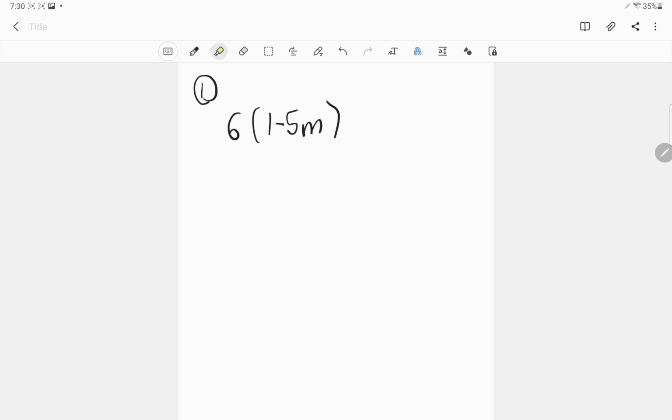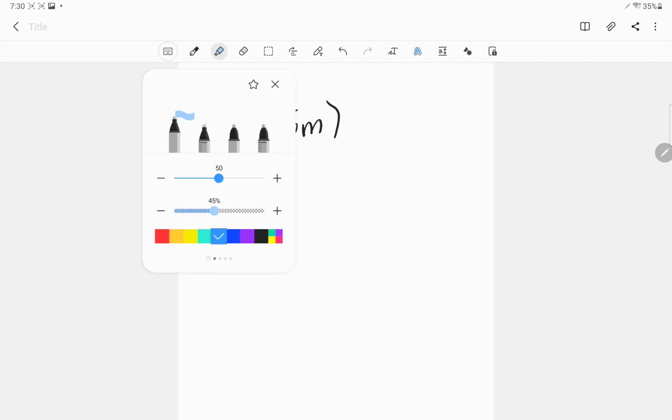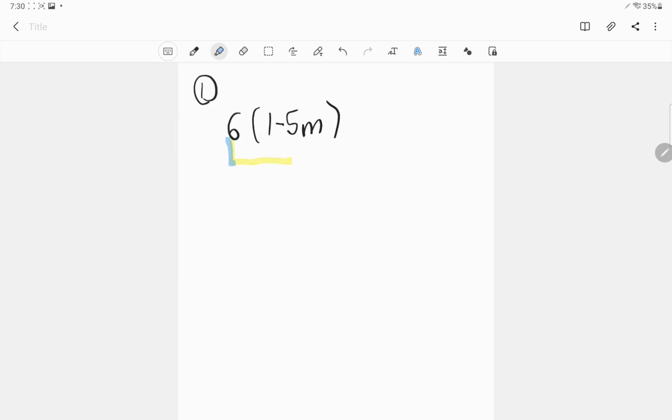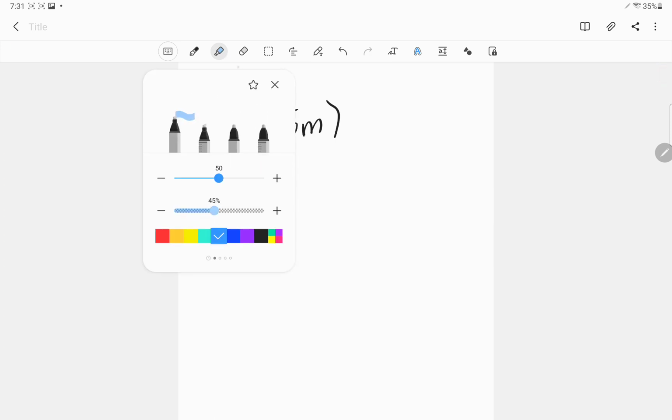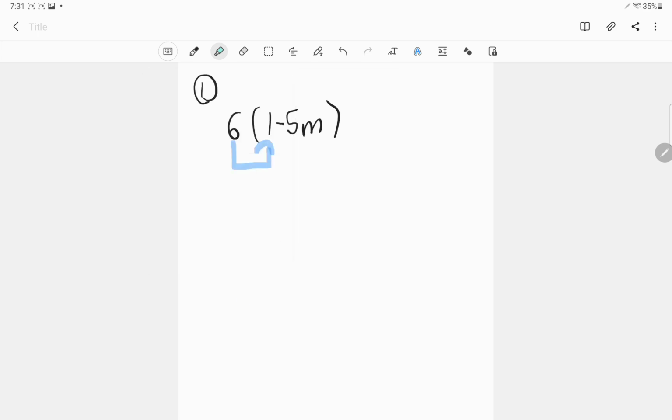So what I'm going to do, I'm going to color coordinate for you guys. I'm going to grab the 6, and let me choose a better color here. There we go, something darker. Alright. I'm going to multiply the 6 by the 1. That's the first thing I'm going to do. And then I'm going to multiply the 6 by the negative 5m.